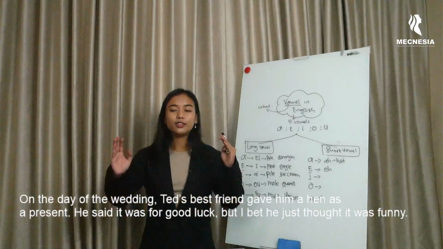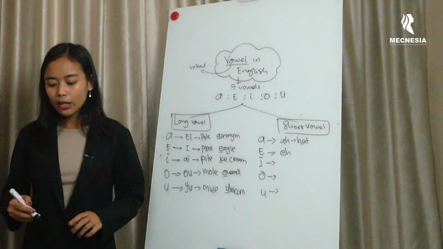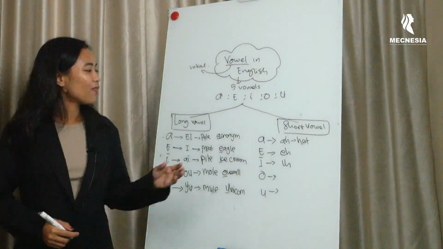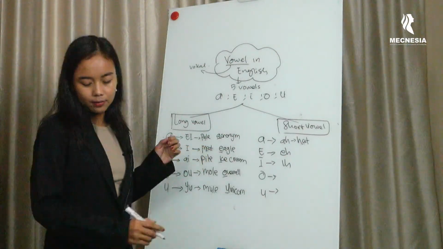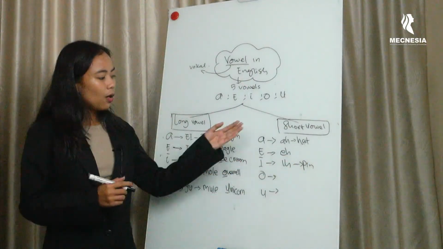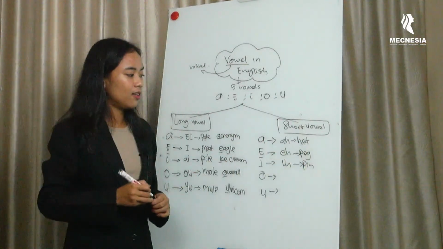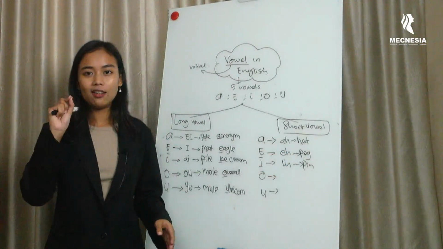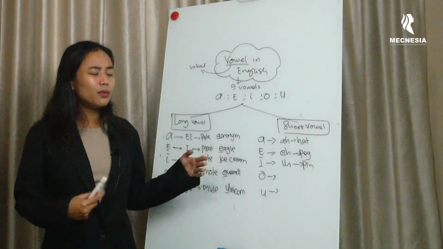Next we have the short I sound, bunyi pendeknya I. Okay, we said it "ih". Ih can be found in the word pin. Kalau ehnya tadi in the word peg. Peg means jepitan baju, while pin means pin. Untuk ngepin.